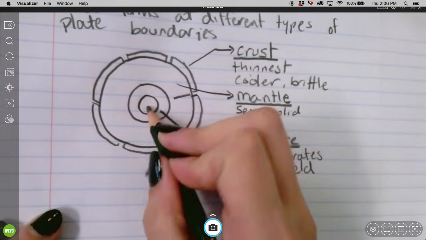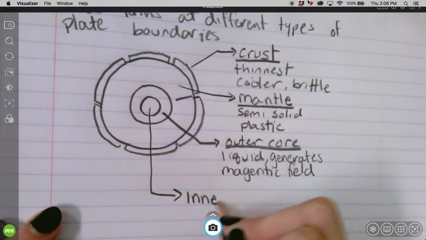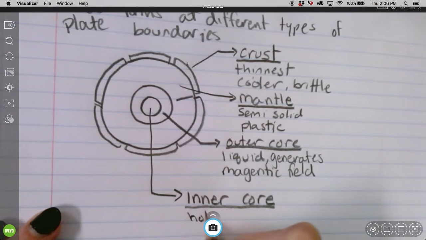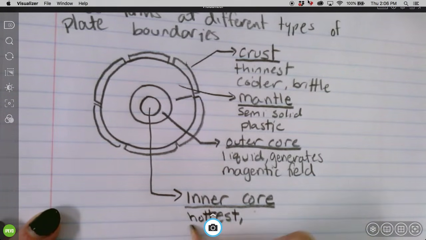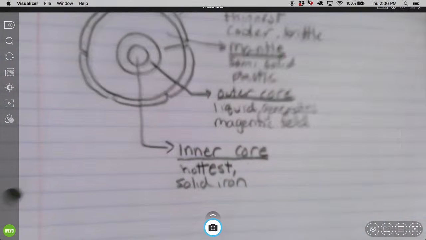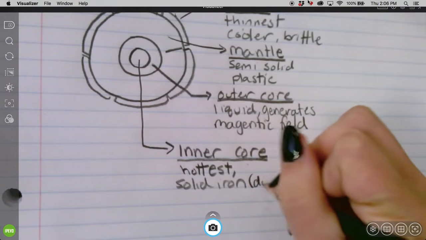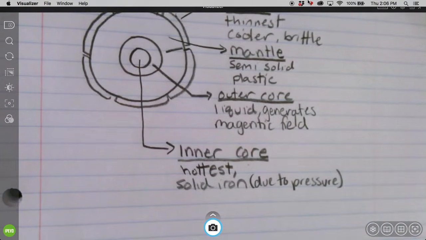And our final layer, this one right here, is our inner core. All right, the inner core is the hottest layer. It is hotter than the surface of the sun, but it is solid iron. And you might be thinking, well, if it's so hot, how is it still solid? It's solid due to the immense pressure of the Earth on top of it. Even though it's so hot, it should be melted. The Earth is squeezing all that material together. It keeps it in a solid form, okay?